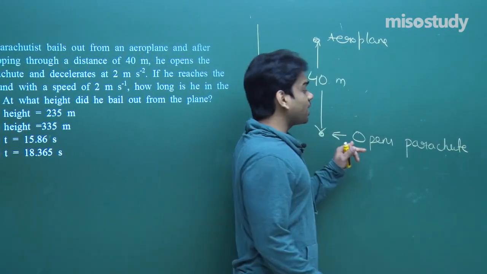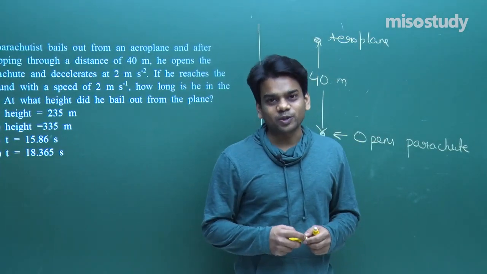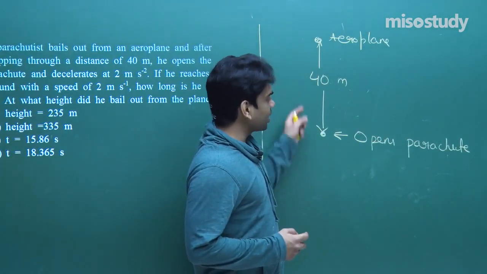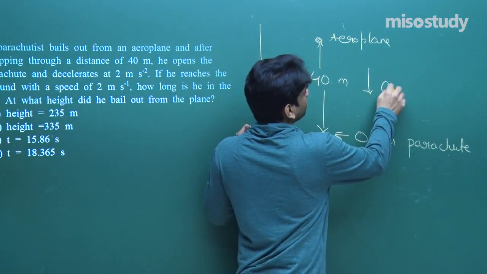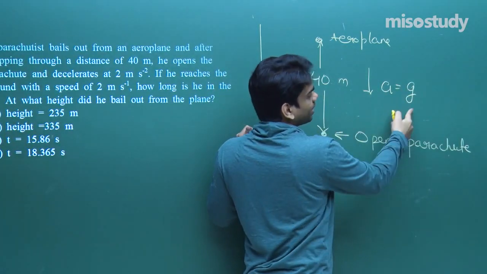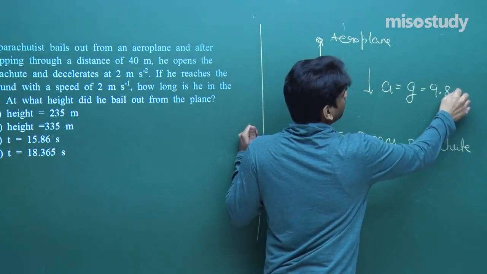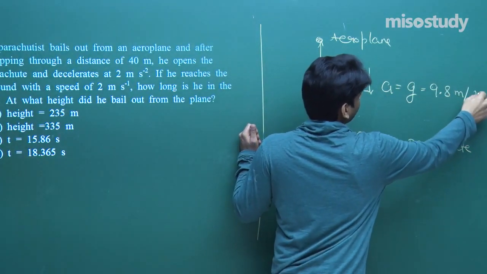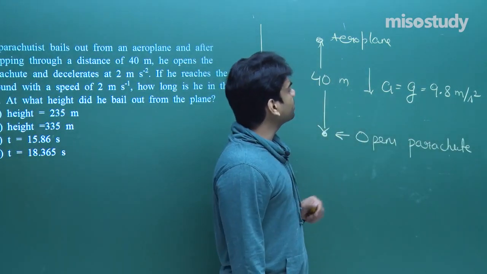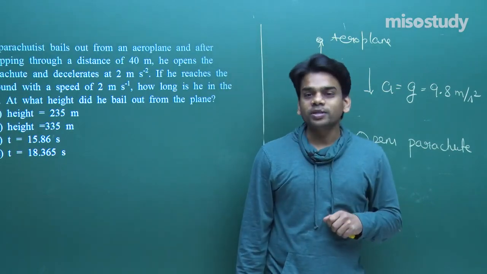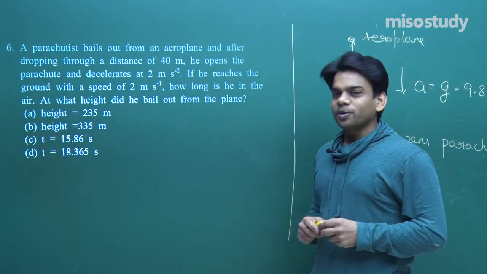Now what will happen after opening the parachute? His acceleration will not remain the same as 10 meters per square second. During the first 40 meters, the acceleration was due to gravity, that is g, which let me take as 9.8 meters per square second. 40 meters he has traversed while moving down. Now next, he opens the parachute and decelerates at 2 meters per square second.